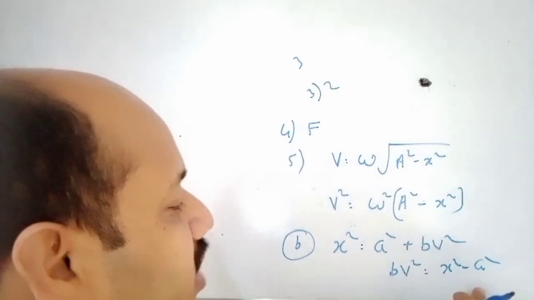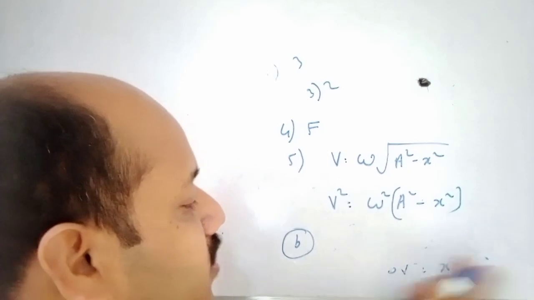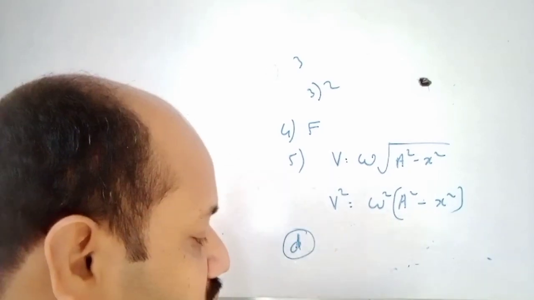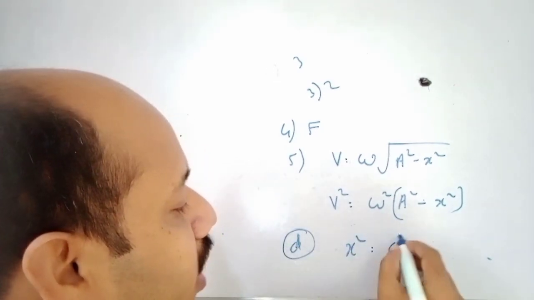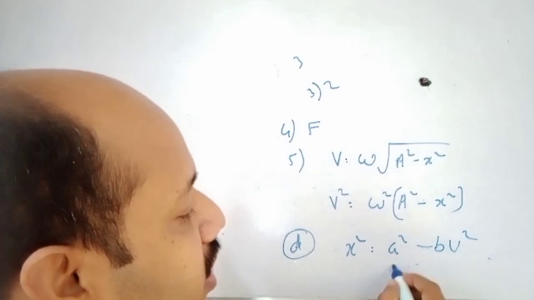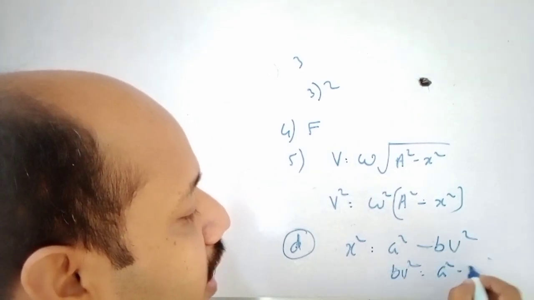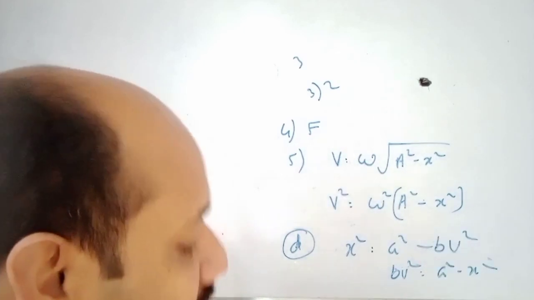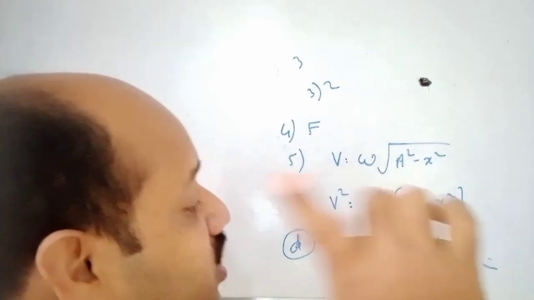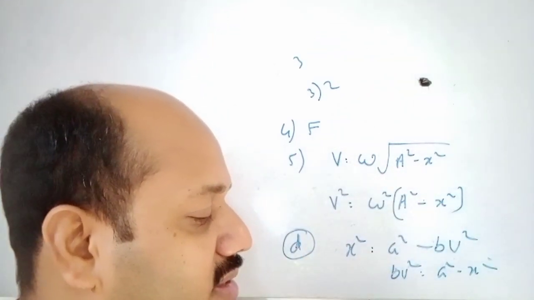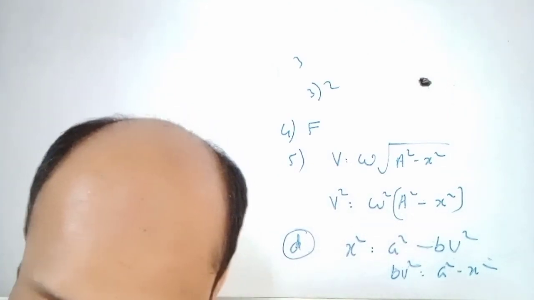Now look at the fourth choice, D choice. On squaring it, what do we get? X square is equal to A square minus BV square. Then BV square is equal to A square minus X square. It is like this, right? The A square minus X square form is D. The answer is what? The fourth one. The fourth one is the right answer.